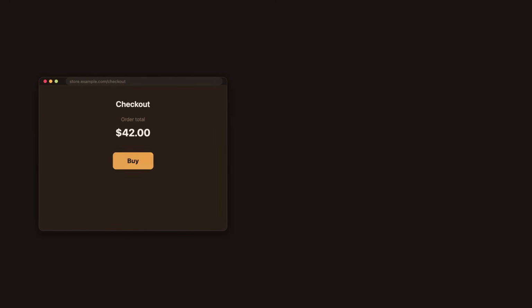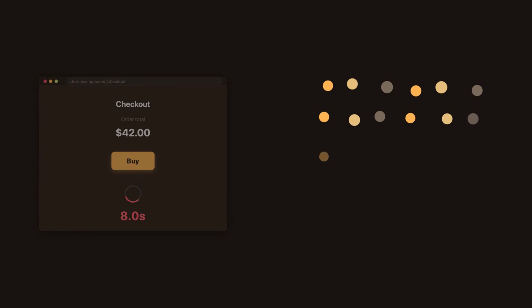A user clicks buy and waits. 1 second, 2, the spinner keeps spinning. 8 seconds later, the order finally confirms. Behind that click, 30 microservices just talk to each other.